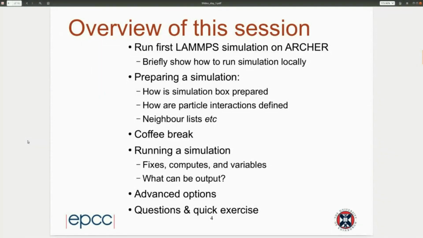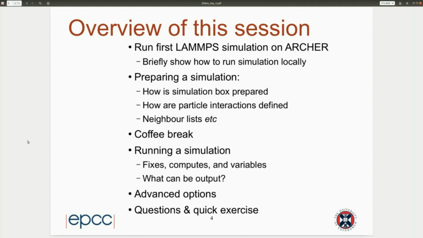So today's session, we're going to start with part of the reason that I showed you the path for the Archer files and everything: I'm going to show you quite how easy it is to run LAMMPS on Archer. Then I will show you how to run LAMMPS on a local system on a single processor, because Archer does have some quirks to it, but it might be worth showing you how it looks on a local system as well. Then we'll talk through how to prepare a simulation.